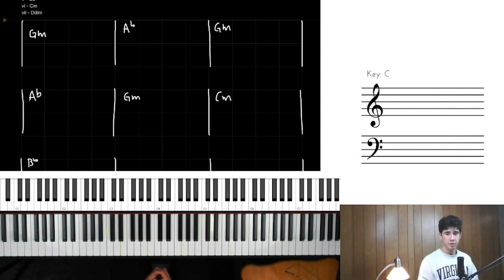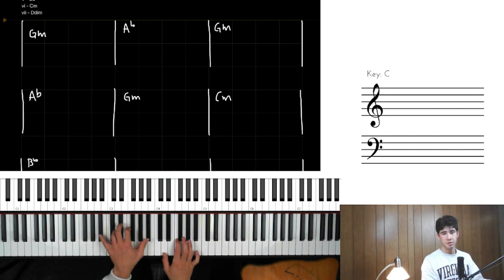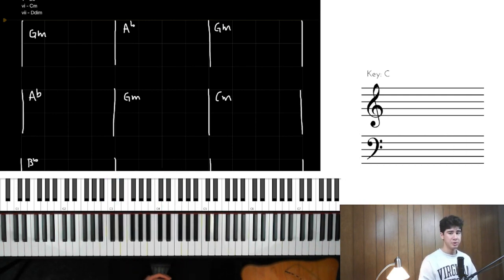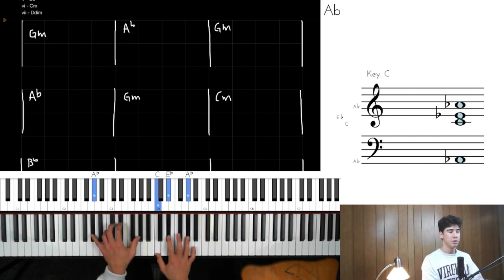G minor is our 3 chord, A flat is our 4 chord, C minor is our 6 chord, and then B flat is our 5 chord. Each of these plays a role. G minor in this case is going to play the role of the tonic. This is what everything is returning to.